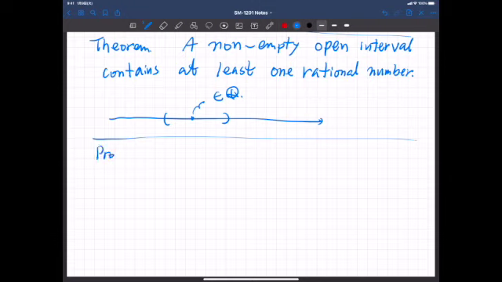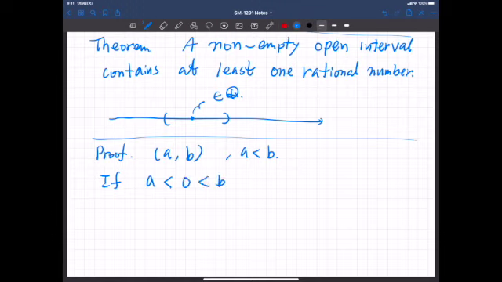So here's the proof. We consider an open interval from A to B, and of course A is less than B. If A is less than 0 and B is greater than 0, then 0 is a rational number that is within this interval. And 0 is a rational number, so the statement is true.